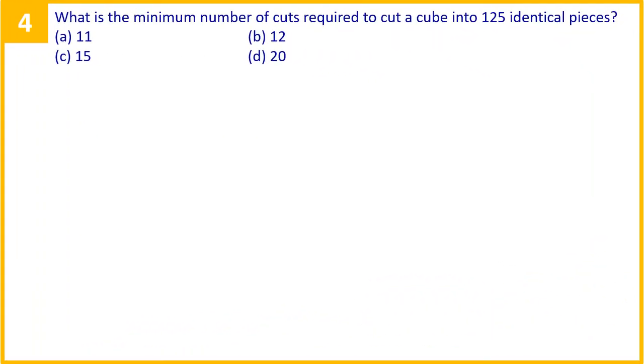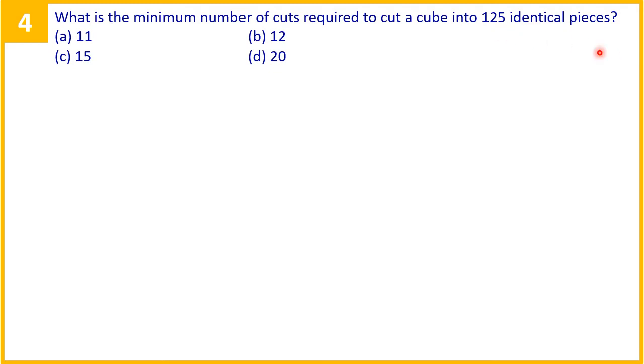Problem number 4. What is the minimum number of cuts required to cut a cube into 125 identical pieces? Now in this particular question, they are asking you cuts and they have given you pieces. In the previous 3 questions, they mentioned the number of cuts and were asking pieces. So the number of cuts should be minimum and the pieces obtained should be 125.